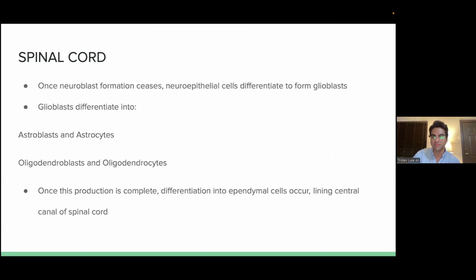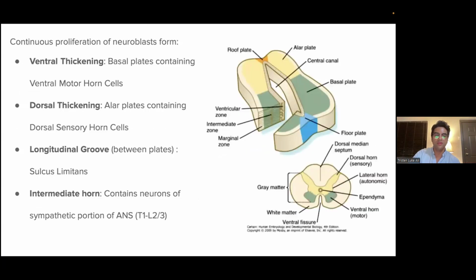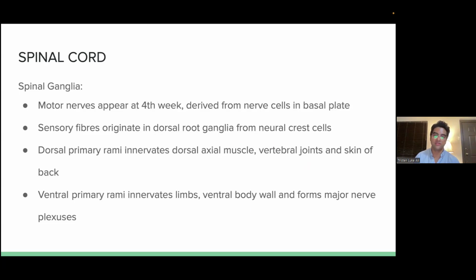Just for quick reference, you can see here. The sensory fibers originate in the dorsal root ganglia from neural crest cells. A dorsal primary rami innervates dorsal axial muscle, vertebral joints, and skin of the back. And your ventral primary rami innervates limbs, the ventral body wall, and forms major nerve plexuses.